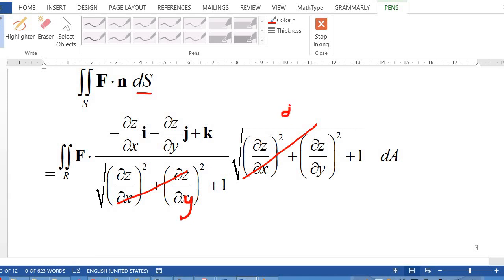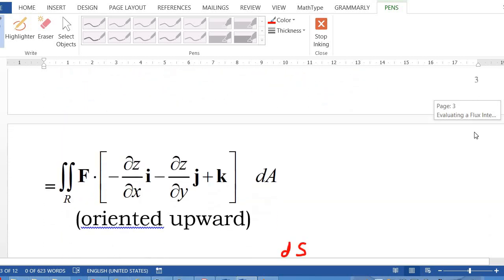Okay, this is dS, 1 unit of surface area, as you learned in the surface integral of a scalar field. dS is the square root of (del z del x) squared plus (del z del y) squared plus 1, similar to the surface area in a double integral. So the square root and square root cancel. What is left is the double integral of F dot (negative del z del x i, negative del z del y j, plus k) dA, for a unit normal vector which is oriented upward.